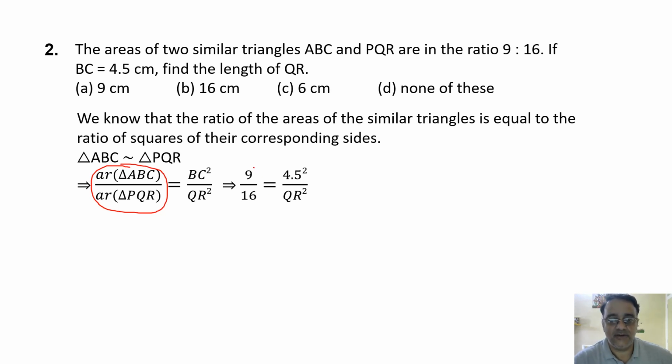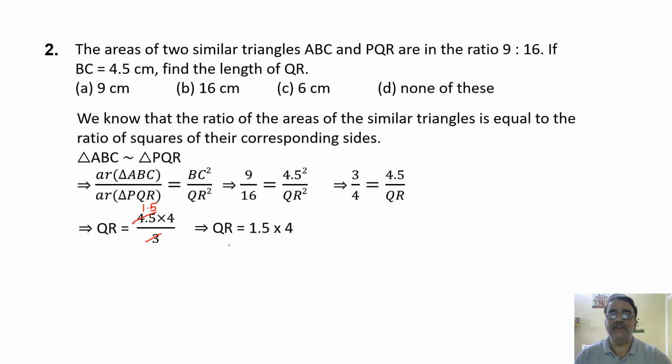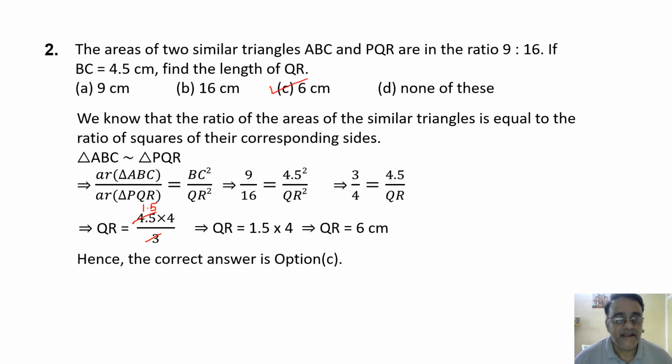Now what is the square root of 9/16? 3/4. Right, 3/4. Now we will cross multiply. So 4/3 will go to the right side and QR will be equal to 4.5 into 4/3. We can cancel 4.5 with 3 and get 1.5. Then 1.5 into 4 is 6 centimeter. So which option is the correct one? Option C. Option C, right. So this is the second question.